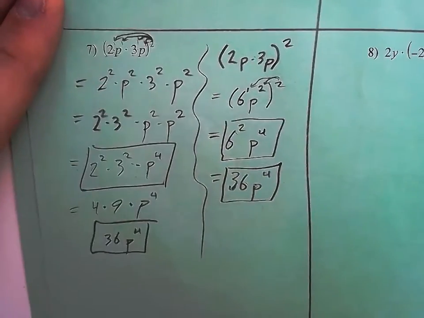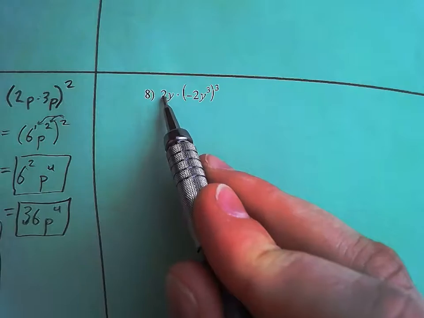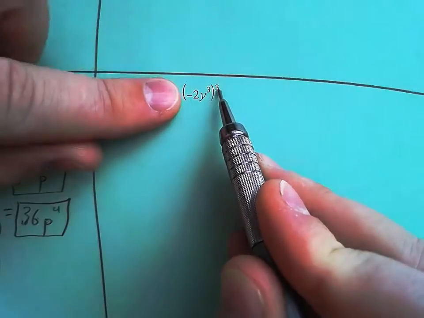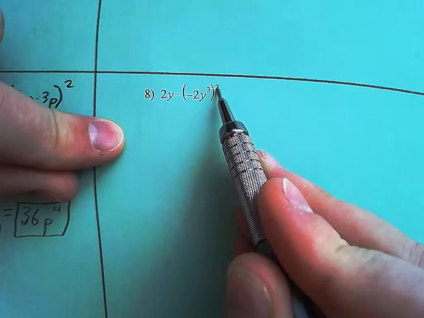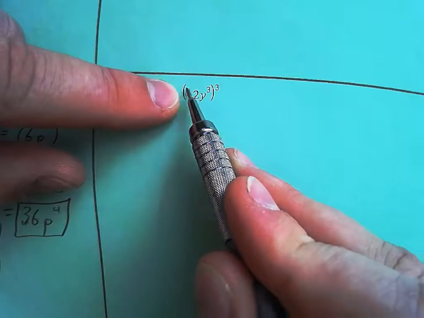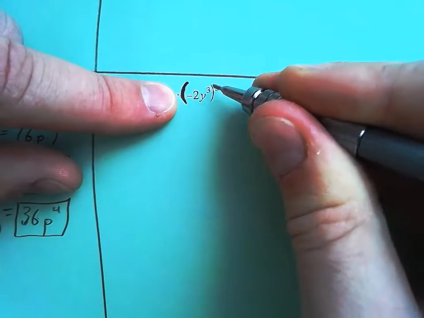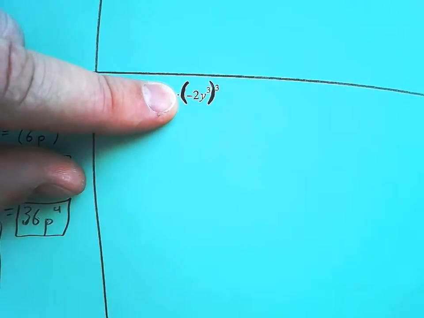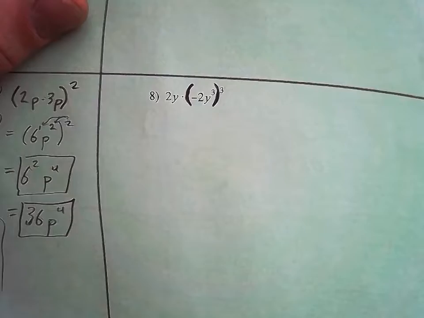Okay, let's go to number 8. Don't try to multiply this 2 with this 2 before you take care of this power, because this is not a -2, it's a -2 to the 3rd. Okay, don't show respect to these parentheses here, okay? Do show respect to parentheses. Show them the respect they deserve.